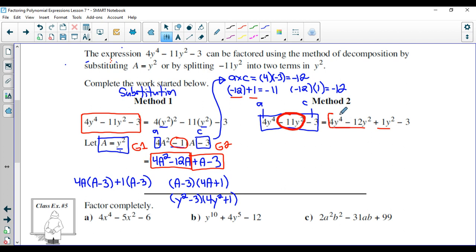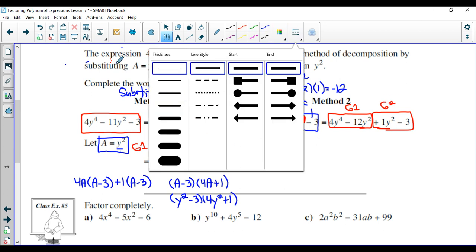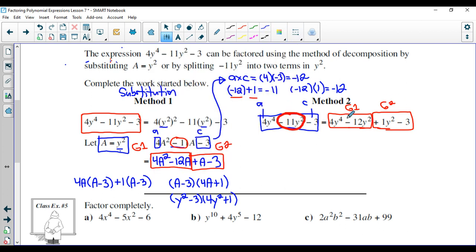Now, what we can do now is we can actually just immediately factor by grouping. So if I look at this group here and I factor it, we'll call that group 1. And we look at this group and we factor it, group number 2. What we can then have is, for the first group, we can pull out a common 4.